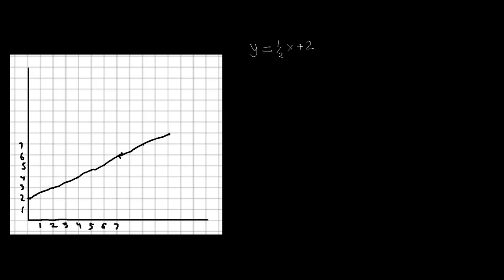And we had mentioned before that in this equation there are two components. The first component is this 1/2 here, which is the slope. And the second component here, let's use blue, is this 2 here, which we said was the intercept. Right, and this is the slope-intercept equation.